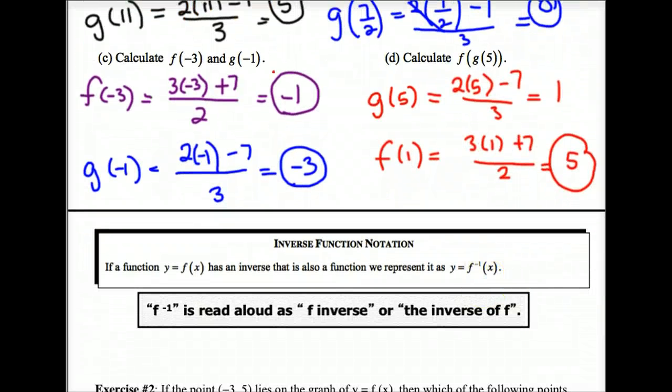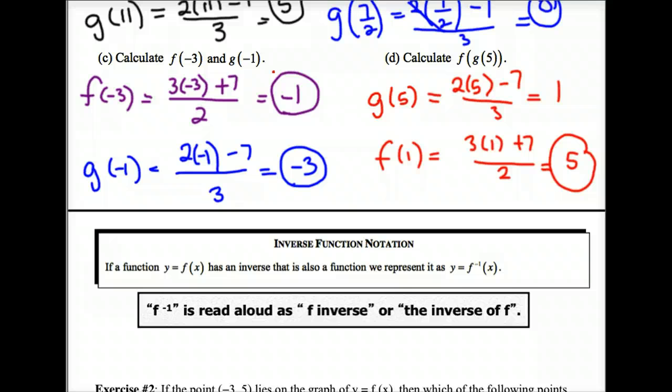Now today we're going to talk about inverse. If a function y equals f of x has an inverse that is also a function, we represent it as y equals f to the -1 of x. f to the -1 is read as f inverse, or the inverse of f.